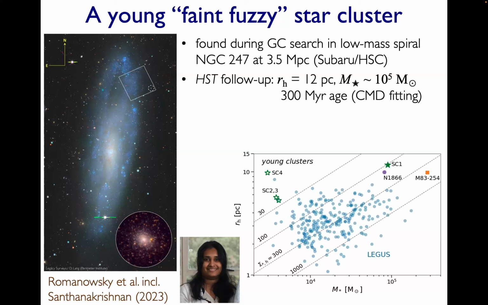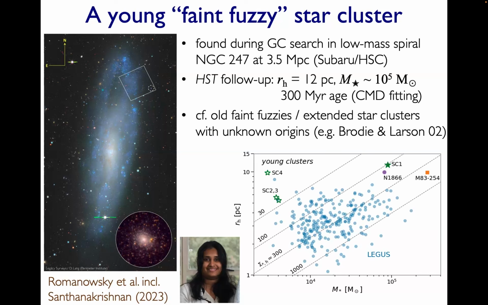This fits in a part of parameter space that says it's a young star cluster, and it's an unusually large, massive star cluster. There was this previous small cottage industry of what's called faint fuzzies or extended star clusters, some of them in Virgo, in the Local Group. Again, this class of objects is different from globular clusters and different from Palomar objects. No one quite knows what to do with it.